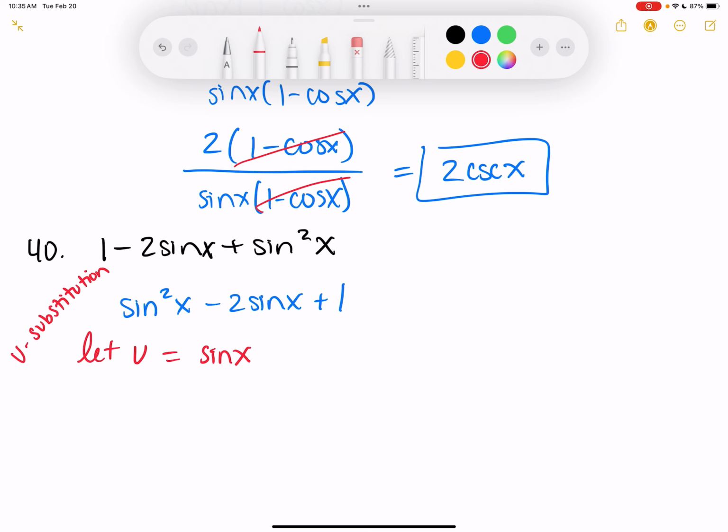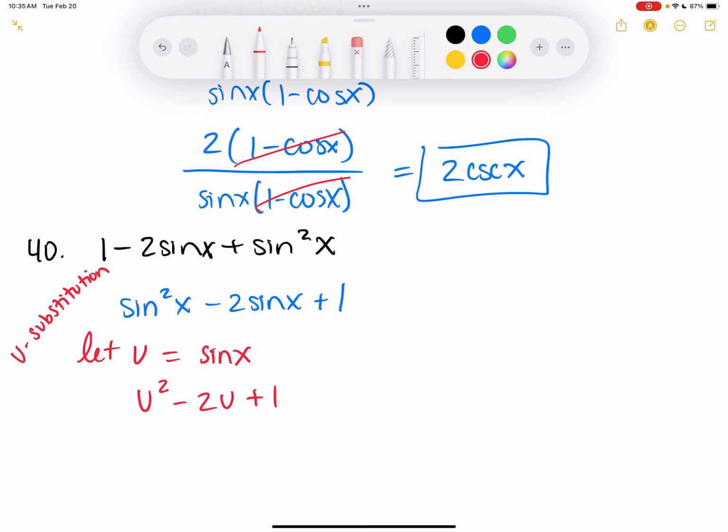Anywhere I see sine of x, I'm going to replace it with U. So sine squared of x is going to be U squared, minus 2U plus 1. U substitution ends up being a pretty big thing in calculus that we use a lot to rewrite things that we don't know how to deal with. So that's why I like to show you.